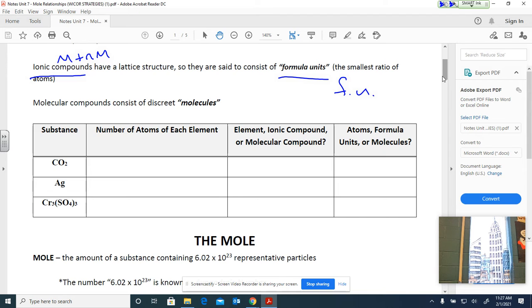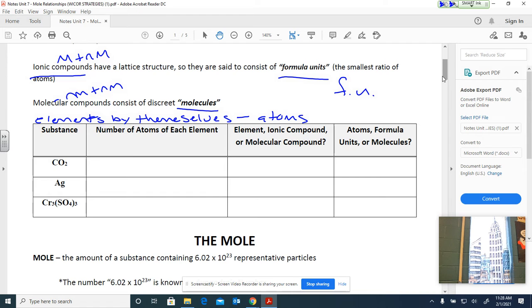For molecular compounds, they consist of discrete molecules. So they're little groupings of their compounds. Remember, molecular is a non-metal joined with a non-metal. They are called molecules. And then things that are by themselves, so elements by themselves, are called atoms. So they're just like, that's what we've been saying all along, just an atom of it. So we have an atom. They're not bonded to anything, so they're not a molecule, they are not a formula unit, they're just an atom.